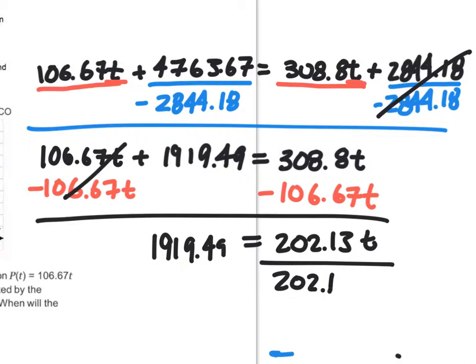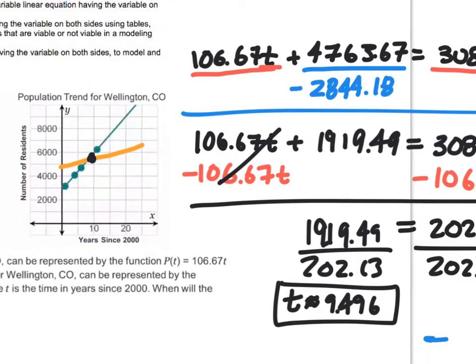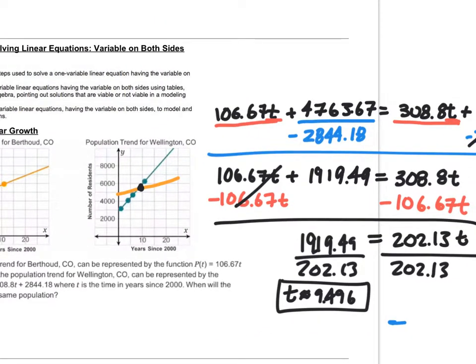202.13. 202.13, and we get that t is equal to approximately 9.496. Okay, and so that's the time frame. Okay, and remember how I said over here that it's about 10 years, roughly about that.